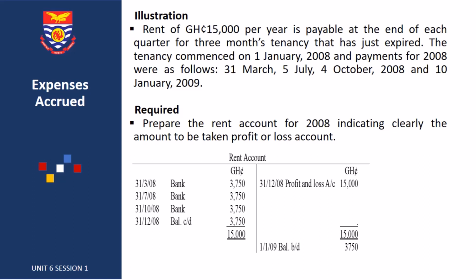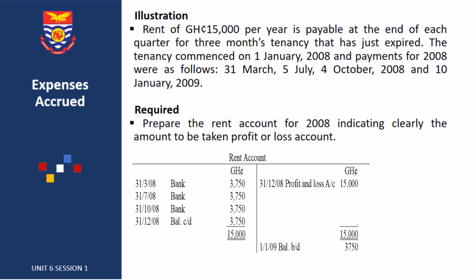We realize that the payment for the last quarter was not made. It was actually made in the following year on 10th January 2009, which should have been made at the last quarter of 2008. So this amount will be carried down on the debit side of the rent account so that the total payment will amount to 15,000 and will be brought down on the credit side, 3,750, indicating that 3,750 was outstanding as at the end of December 31st, 2008.